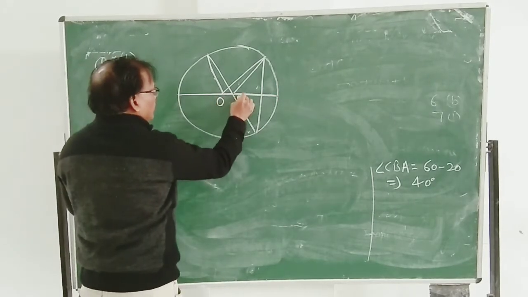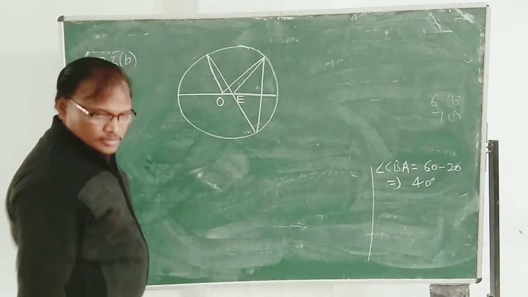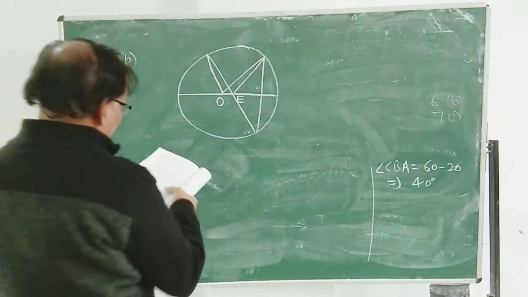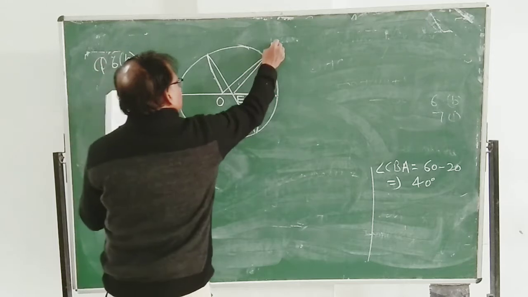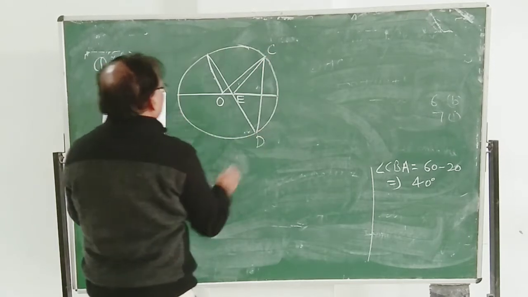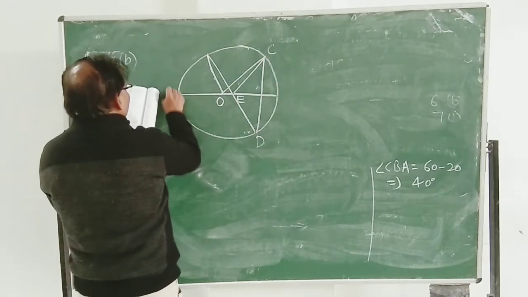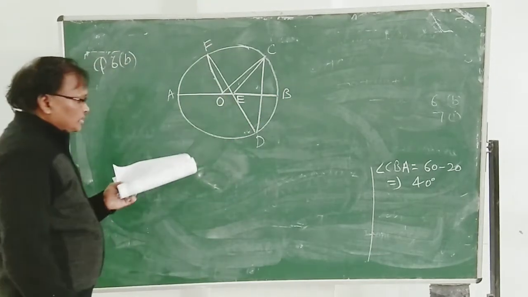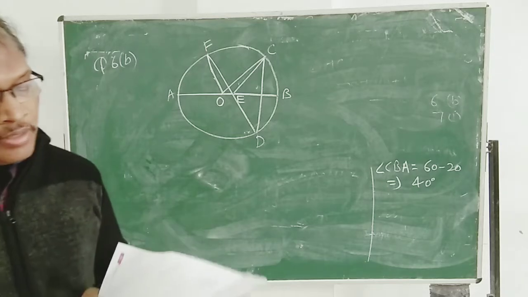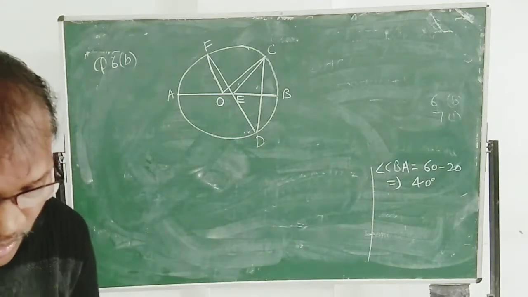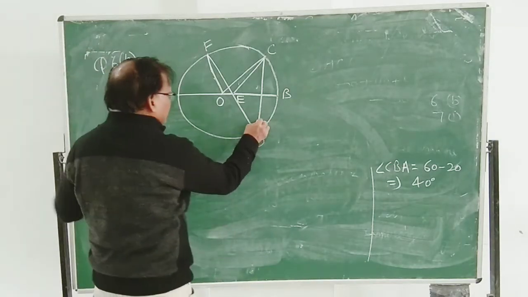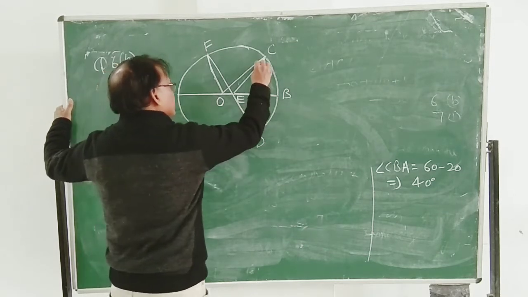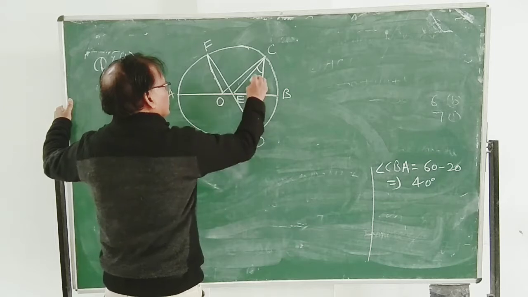O, E and D. C, D, A, B and F. And angle ECD, EDC is 32 degree. ये 32 degree है. This is 32 degree. And this is also 32 degree.